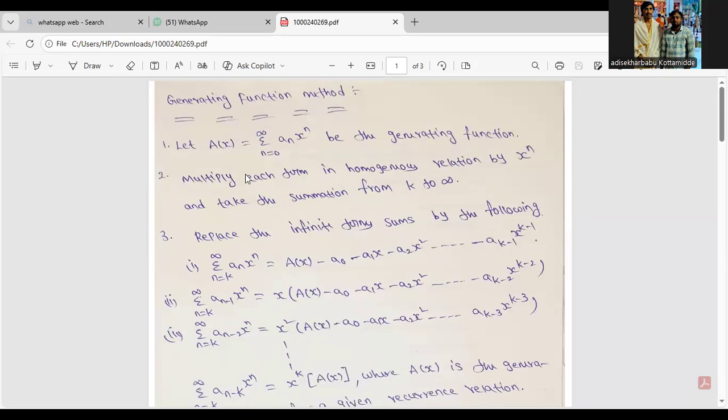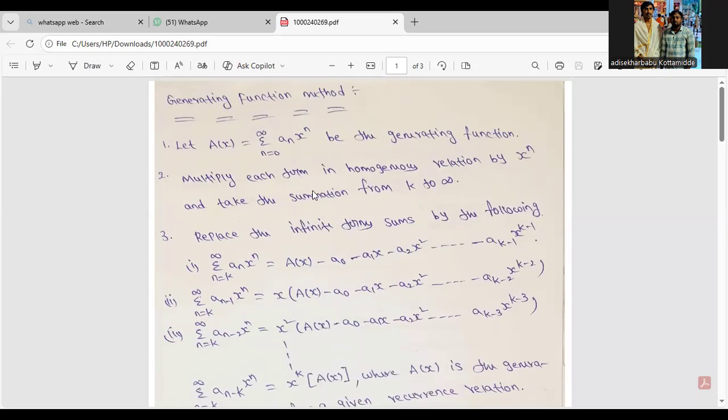Let us assume capital A of x is a generating function. A of x equal to summation n equal to 0 to infinity a n x power n is the generating function. That is a naught plus a1x plus a2x square and so on. In a generating function, always the first term is a naught, the second term is a1x, the third term is a2x square, the fourth term is a3x cube and so on.